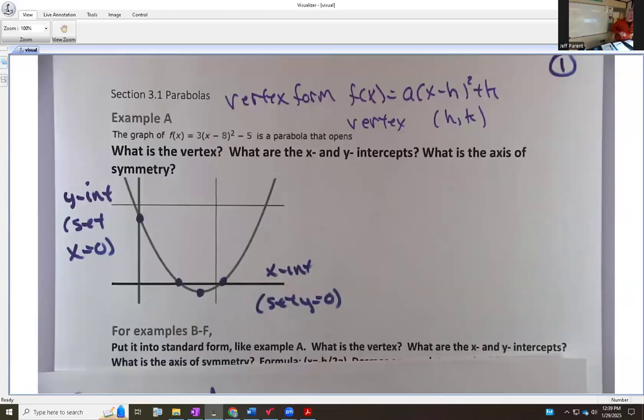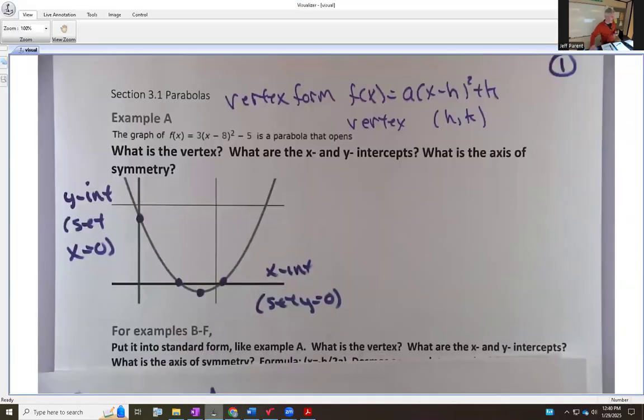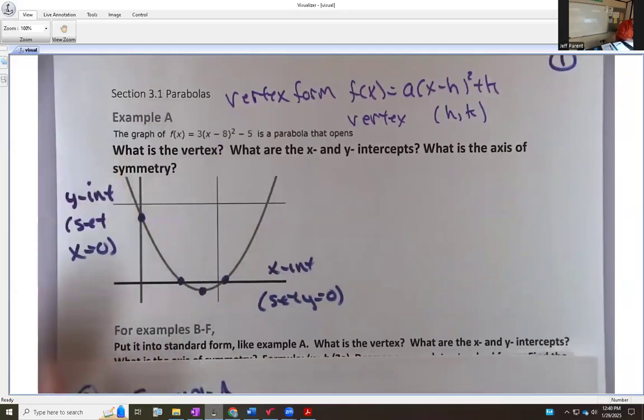So where I stop the video here is going to be the vertex of Lightning McQueen's parabola. So we're going to use that to try and help figure out if he makes his jump. But let's turn our attention back to some more applied things here.